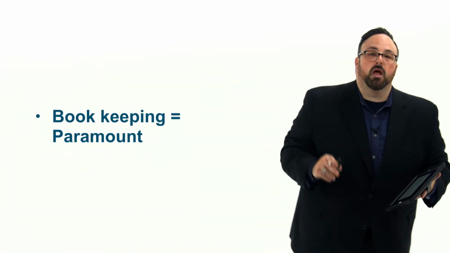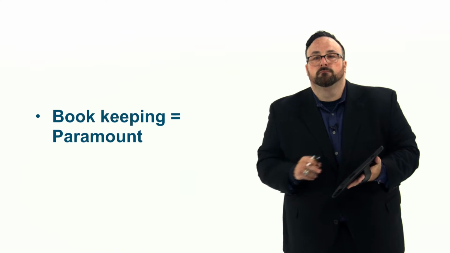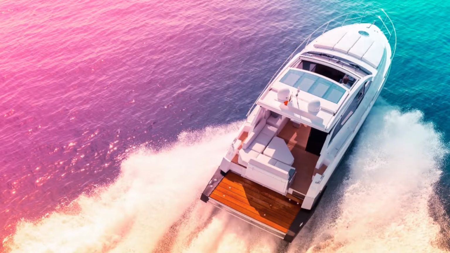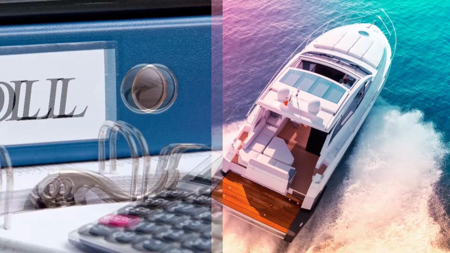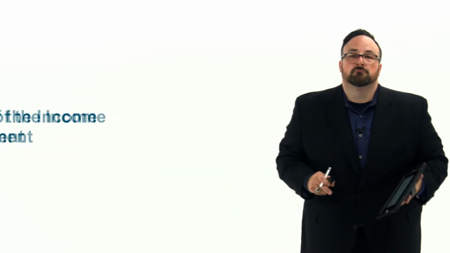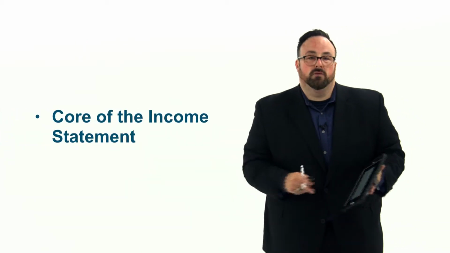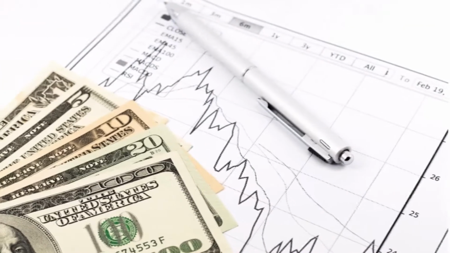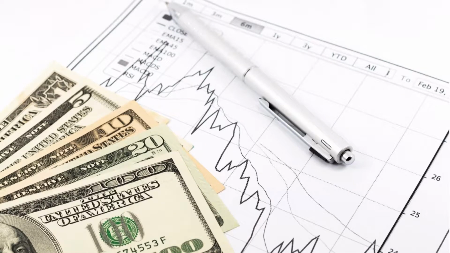Bookkeeping is paramount. Everything must be in order. An owner could be very affluent, be able to buy a boat. However, if his books aren't correct, he won't even be able to pay his people. So, net income. What else do we know? It's the core of the income statement, whether it's cash money or high revenues in other things such as investments, etc.